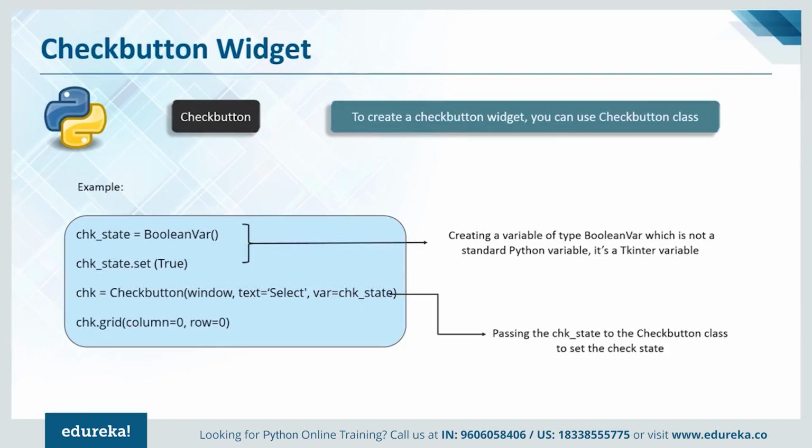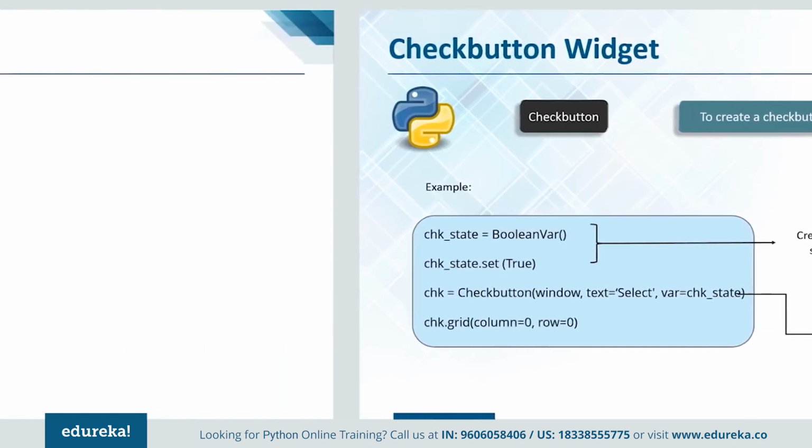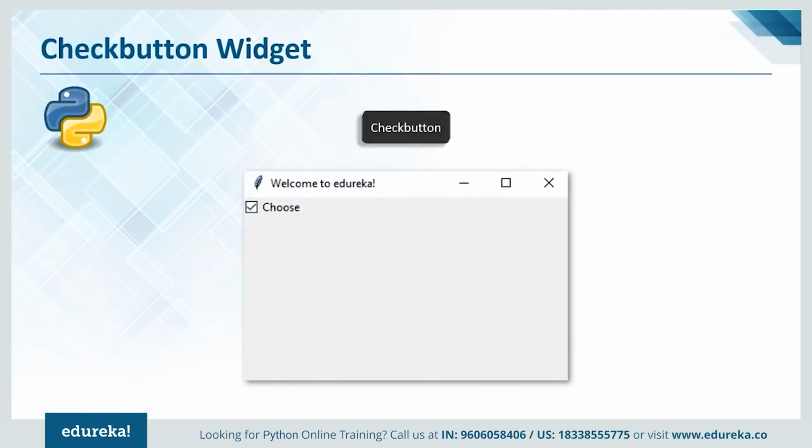Nothing to worry, guys. This is actually a Tkinter variable. By default, we keep the set state to be true, which means that the button is checked already. And next, we are passing the state to the actual Checkbutton class to check the state for us. Check out the example here, guys. We have a really simple check button widget with a certain text.